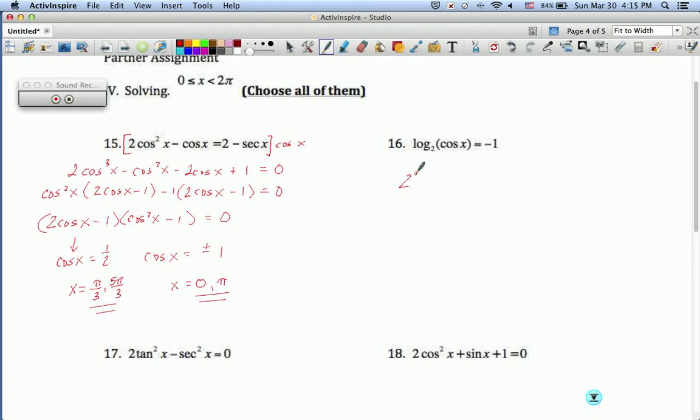Properties of log says 2 to the negative 1 equals cosine. In other words, 1/2 equals cosine, which means x is, I'm going to cheat and look at my last answers, pi over 3 and 5 pi over 3.